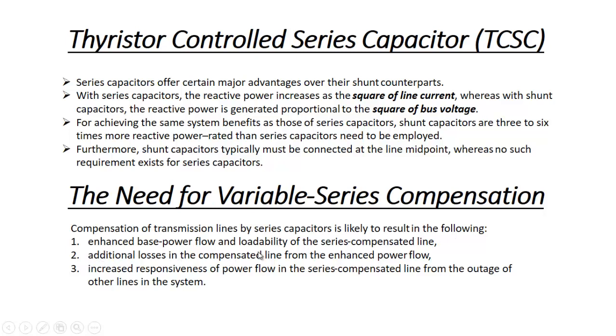It enhances the base power flow and loadability of the series compensated line. It results in additional losses in the compensated line from the enhanced power flow. This power flow will increase automatically, and additional losses will also increase. It results in increased responsiveness of the power flow in the series compensated line to the outage of other lines in the system.